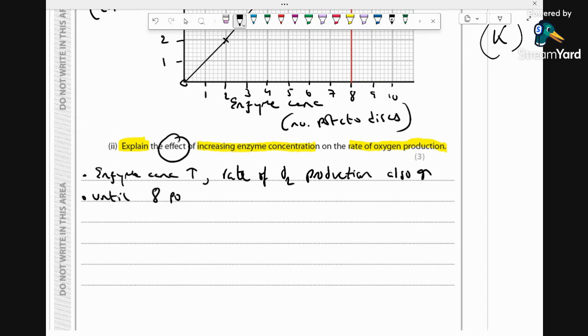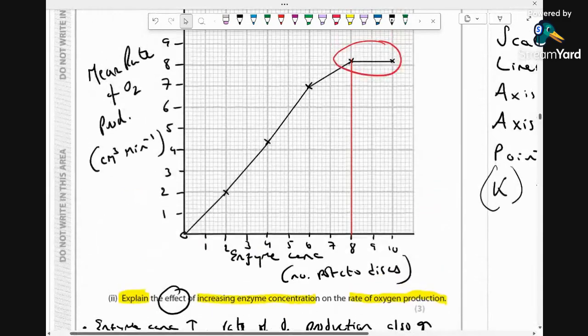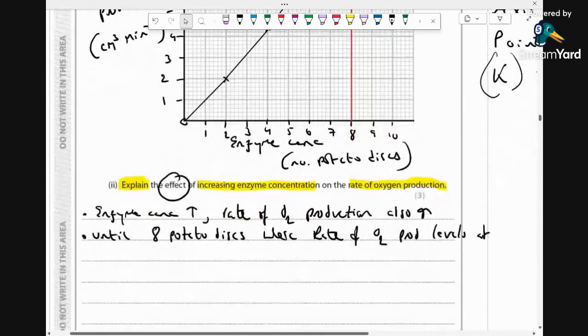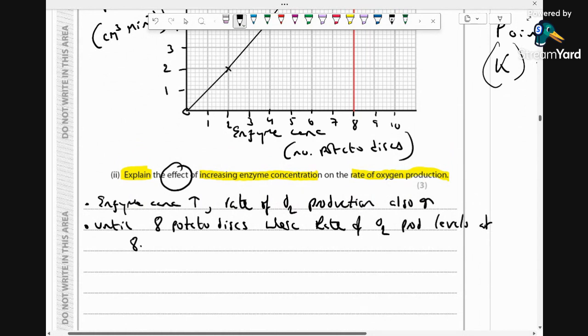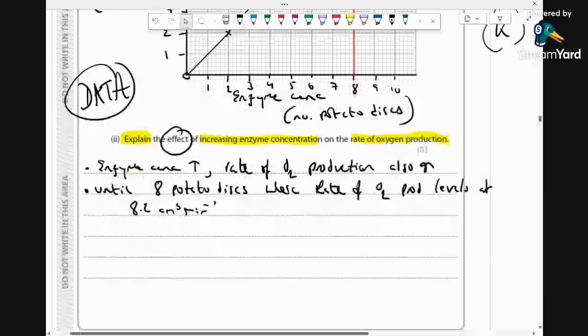Okay, until 8 potato discs, where the rate of oxygen production plateaus or levels off at, and I'm going to give a value here, whatever it was, 8.2 centimeters cubed per minute. Okay, so again, give data. That's really important. Give data for these questions.